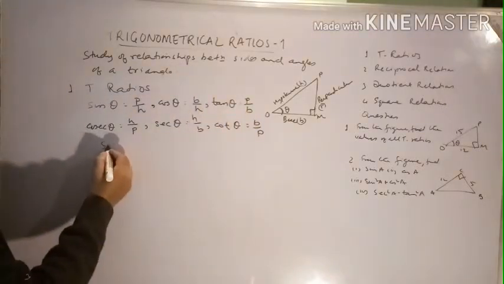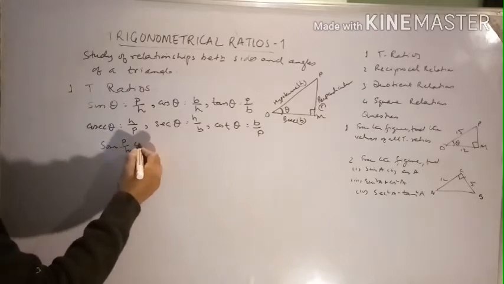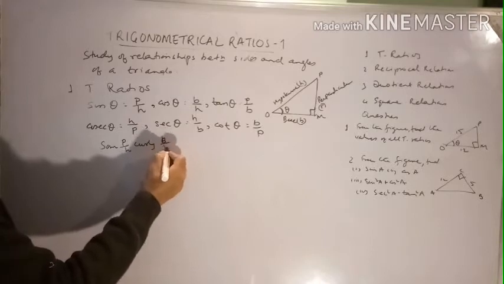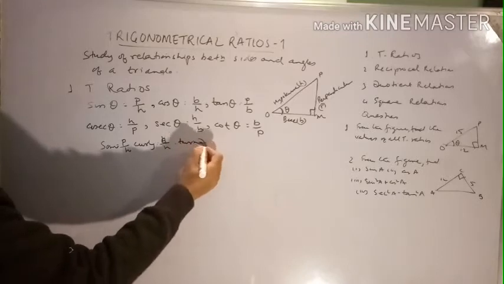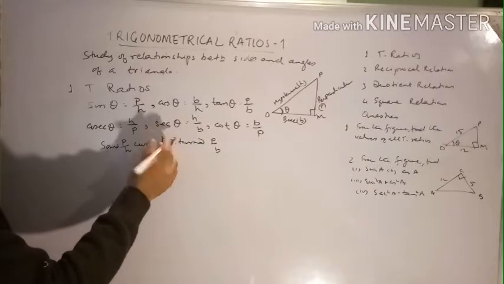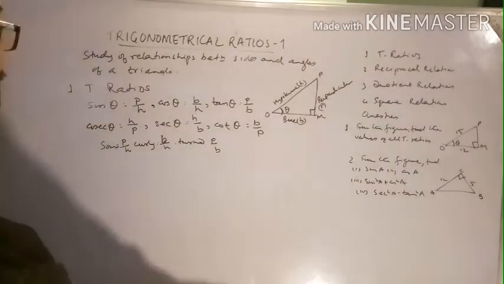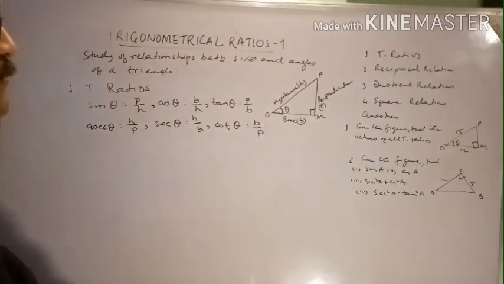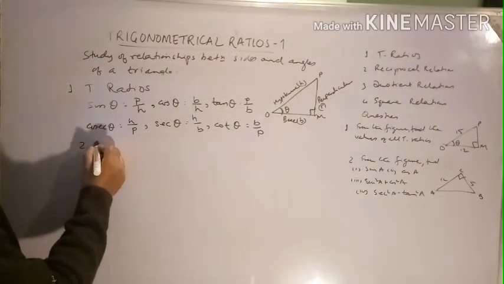So it is: Some People Have Curly Brown Hair Turned Permanently Black. Some is sine equal to P by H, cos is B by H, and tan is P by B. This way you can remember the formula. Now number 2, reciprocal relations.